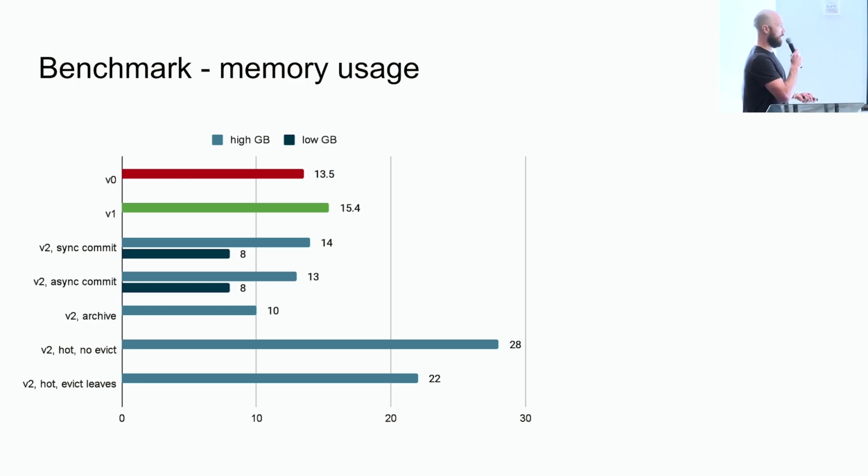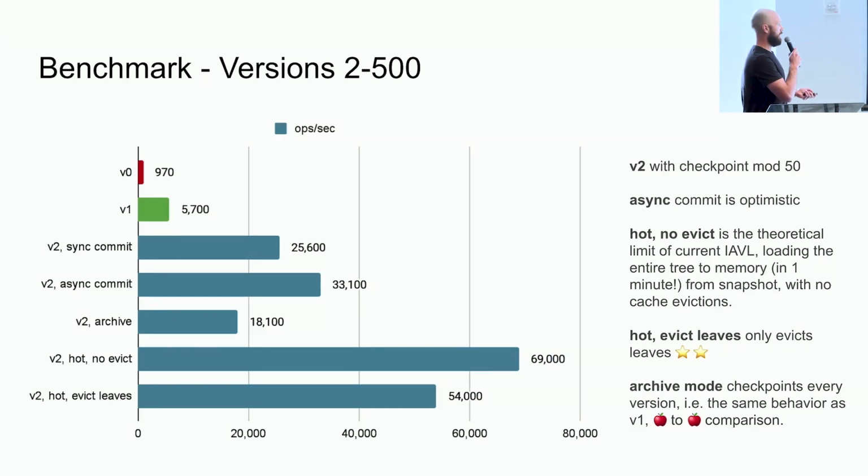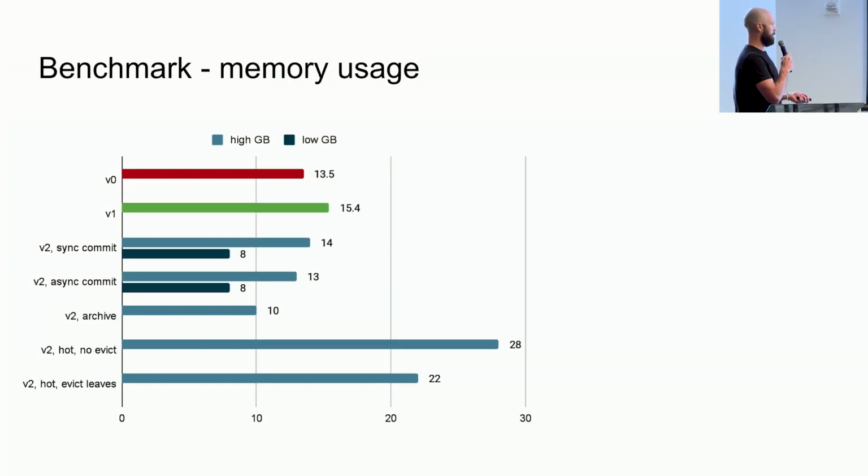Okay, here's another analysis, memory usage, which is important. Of course, if you put the entire tree into memory, that's the fastest things can go. Oh, I think I forgot to mention that. That's what this is. This is, I guess you could say, the theoretical limit today of IAVL, 70,000 ops per second. That's with the entire tree in memory, so just traversing an in-memory AVL tree. That uses the most memory, 28 gigs, and then you can see the distribution here.